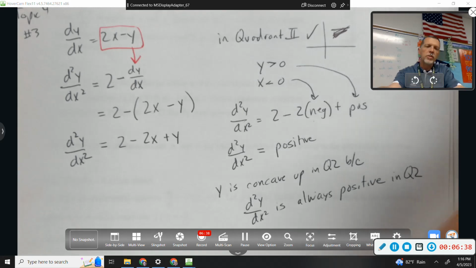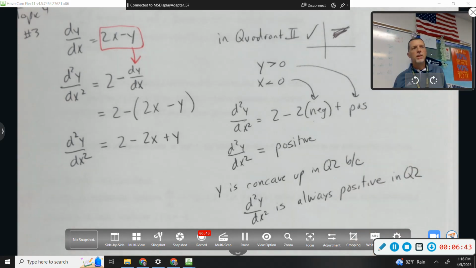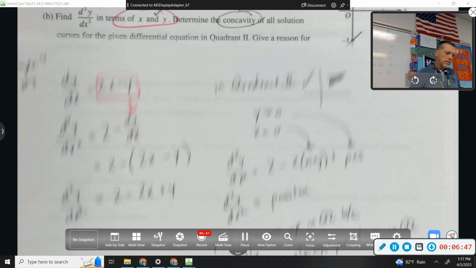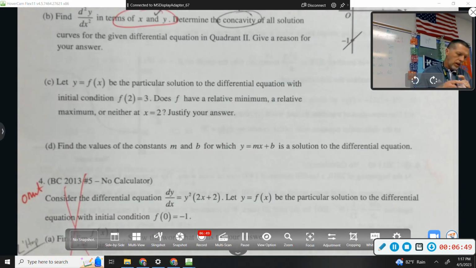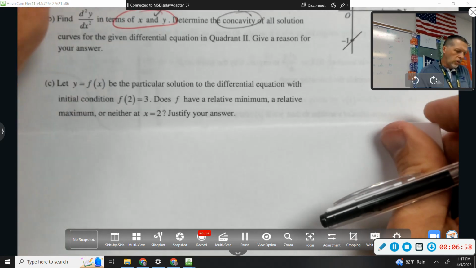But it is worth your time to make sure you answer the question correctly and accurately. Don't write a paragraph, but be clear. Next one is: let y of x be the particular solution with an initial condition of f of 2 equals 3.